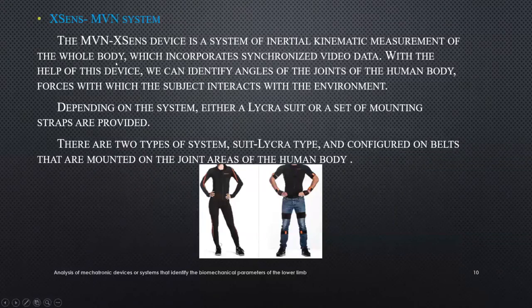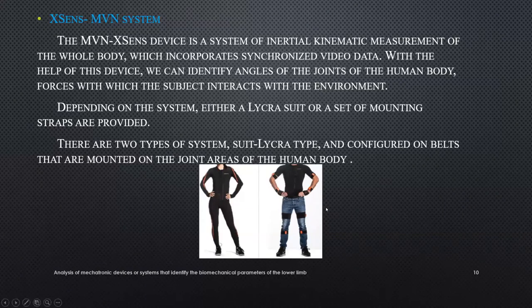The third system is XSENS. It is the last, it is the most modern design. It's an inertial dynamic measurement of the whole body. It can be performed through a suit of Lycra type like here, or it can work on belts that are fixed, mounted on different parts of the body, on the legs or on the arms. That depends on the specificity of the experimentation that they are making.